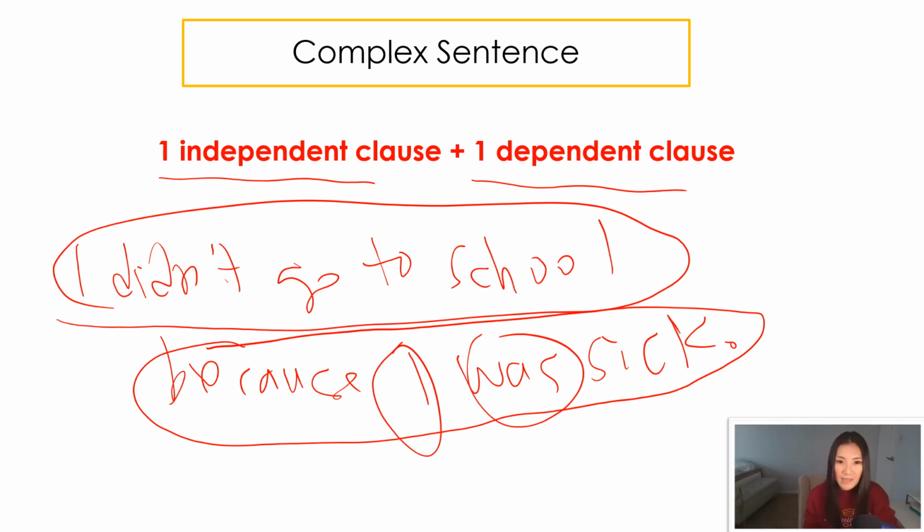So again, a complex sentence will always have an independent clause and a dependent clause. Now, it doesn't matter if the independent clause comes in the beginning of the sentence or at the end of the sentence. So if I wanted to, I can just flip this around and say, because I was sick, I didn't go to school. And it's the same thing if I say, I didn't go to school because I was sick, right? So in a complex sentence, you're going to have one independent clause and one dependent clause, and it doesn't matter which one comes first.